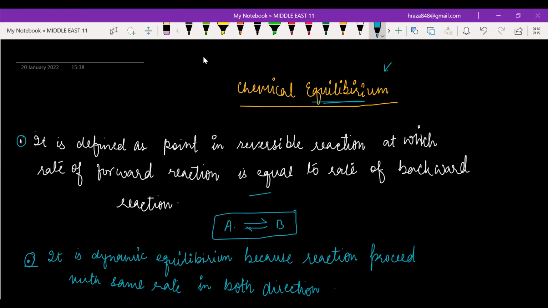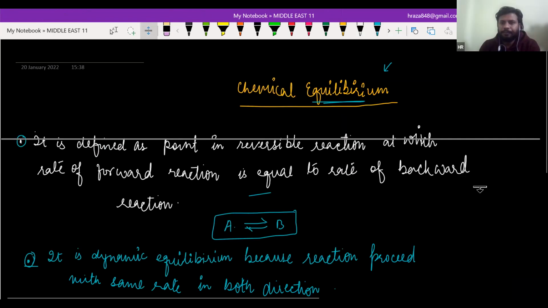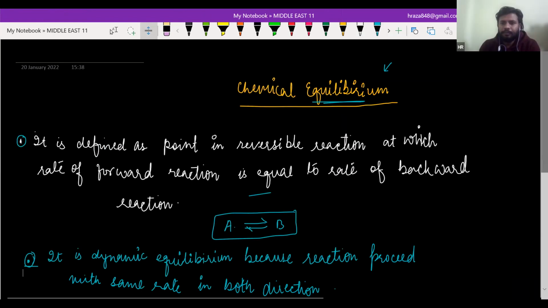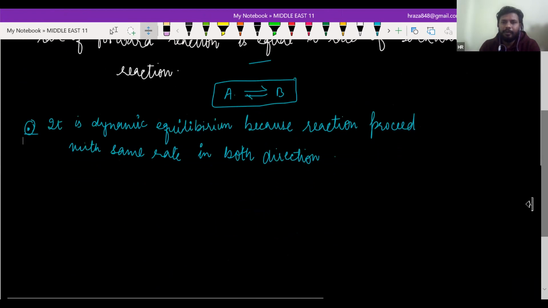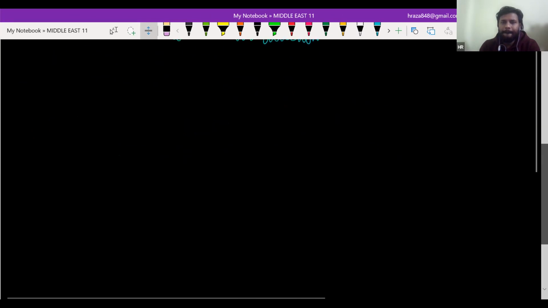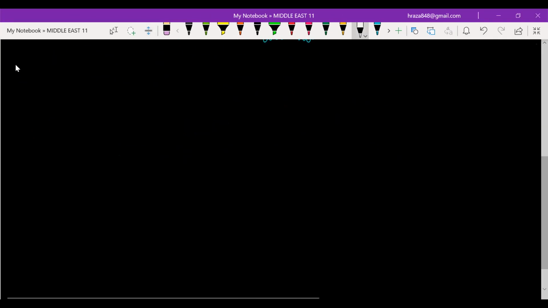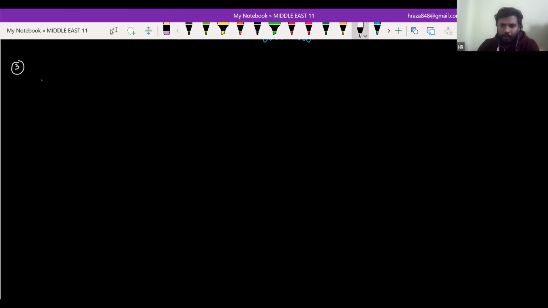Done, sir. Ifra? Yes, sir, done. Okay, I'm going for point number 3. It's all about equilibrium. The first point is that the rate of forward should be equal to the rate of backward. That is the point where equilibrium exists.